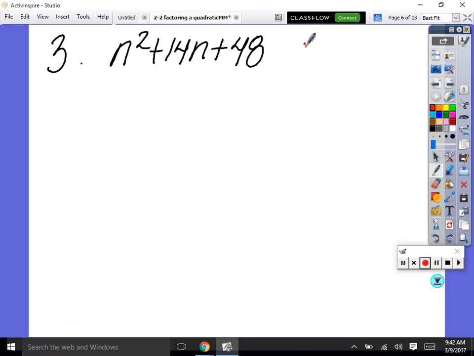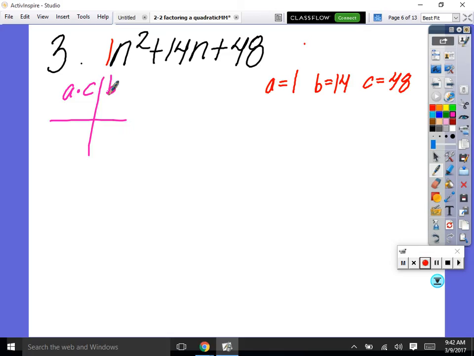So I'm going to go off to the side and write what A, B, and C is. The A is just what's in front of x squared. Does that make sense? Okay. A is 1, B is what's in front of n, so 14, and C is 48. We've done our first step. Second step is what multiplies to be A times C and adds up to be B. So you're going to take your A value, multiply it to your C value. That's 48. Adds up to be B. B is 14. Everybody good?